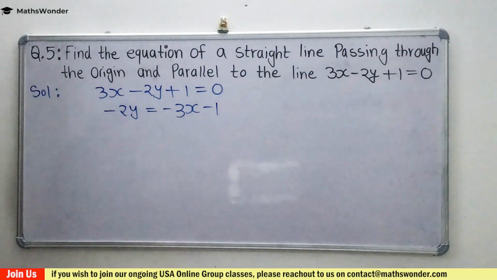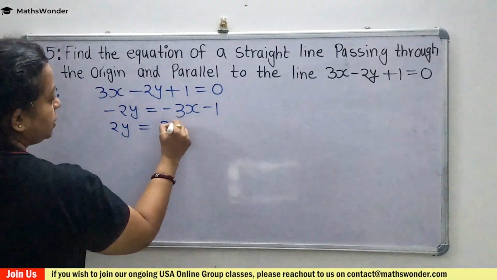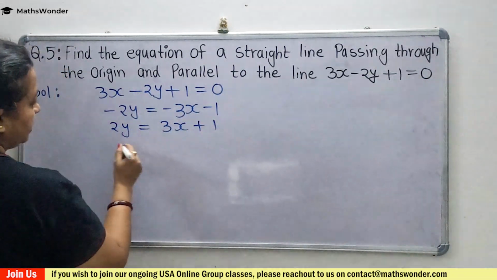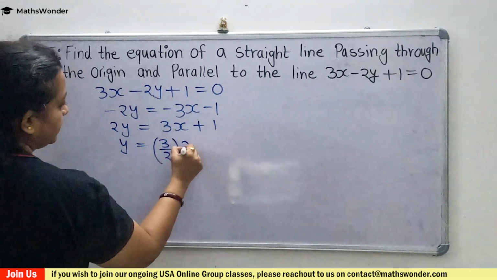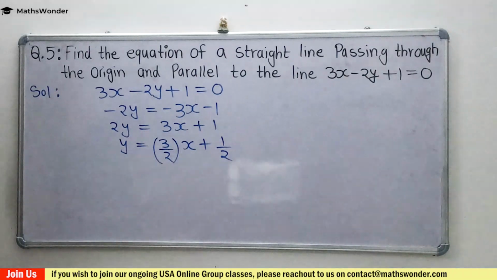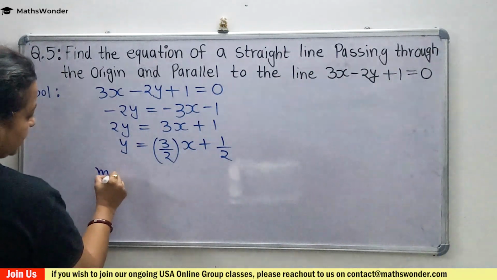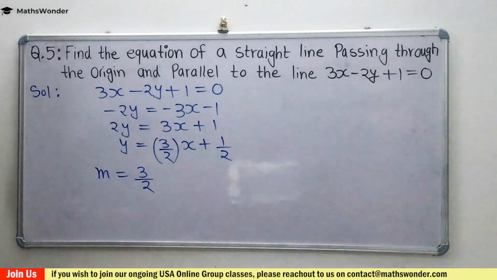We can remove the negative sign from the whole equation. So it will become 3x plus 1. Now y is equals to 3 over 2 x plus 1 over 2, right? In this equation, m is the slope of the given line. So the slope is 3 over 2, right? So the slope of the required line is 3 over 2.